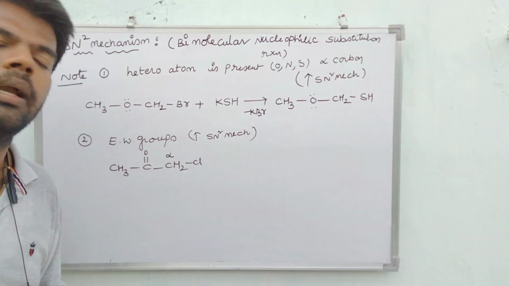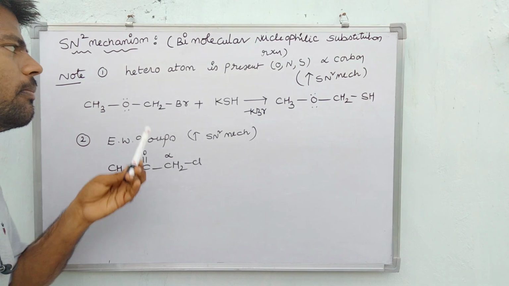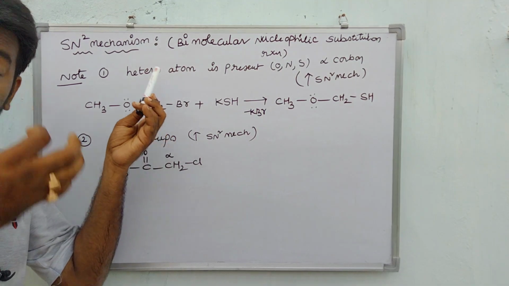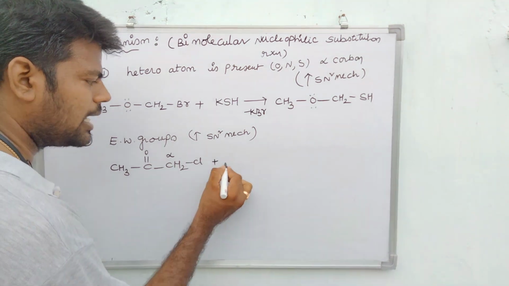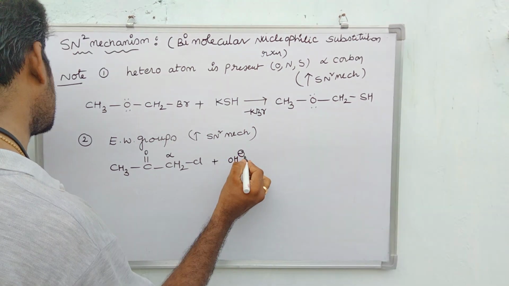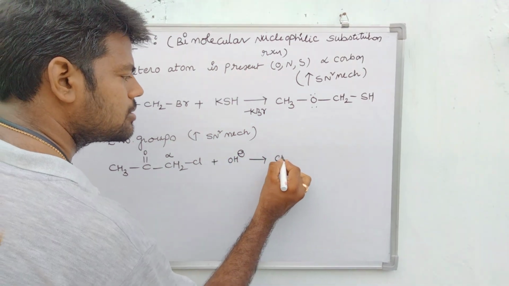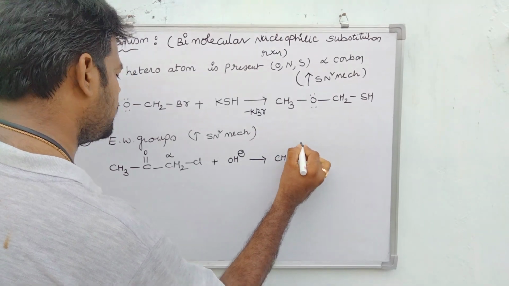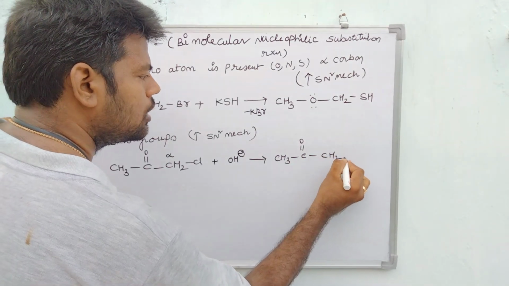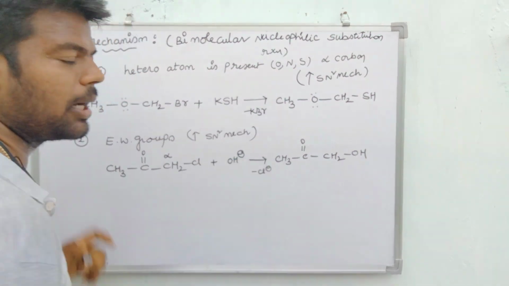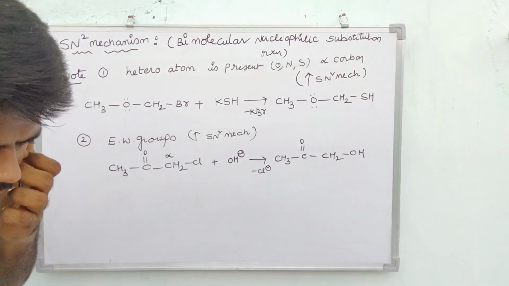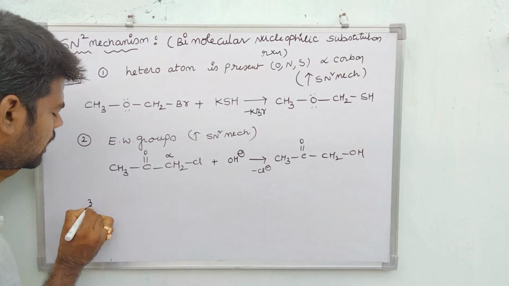This is an important thing. Either an electron withdrawing group or the presence of a heteroatom makes the SN2 mechanism go very fast. If this compound is treated with OH minus, what will be obtained? CH3, C double bond O, CH2, single bond OH will be obtained by loss of Cl minus. One more very important thing is point number 3.